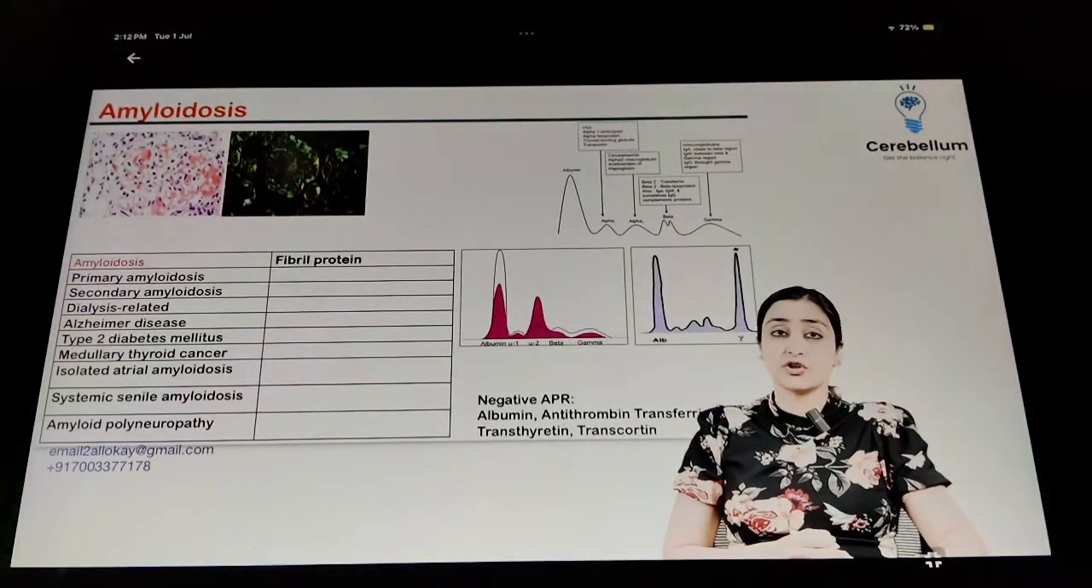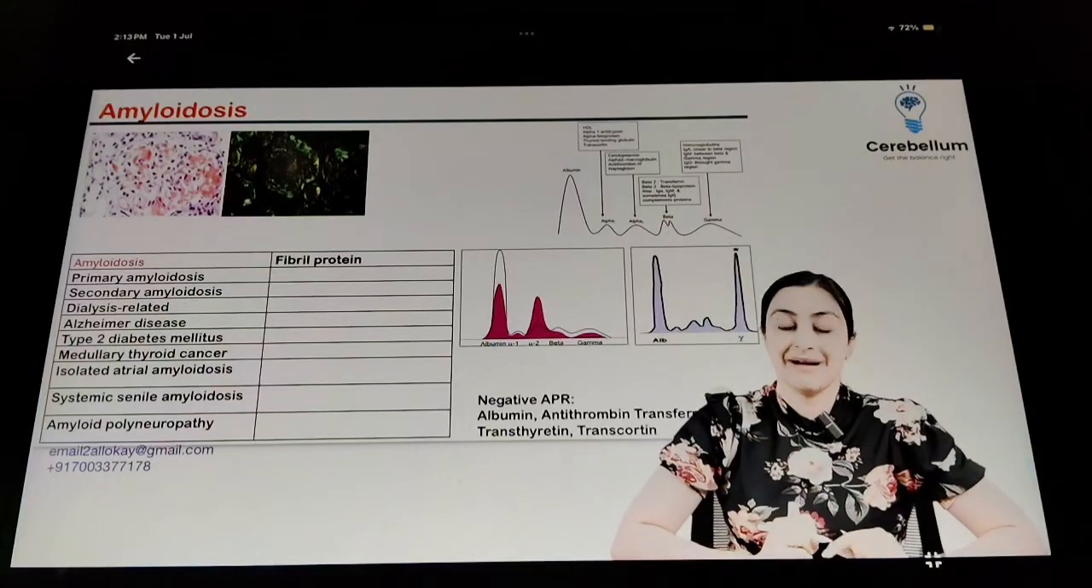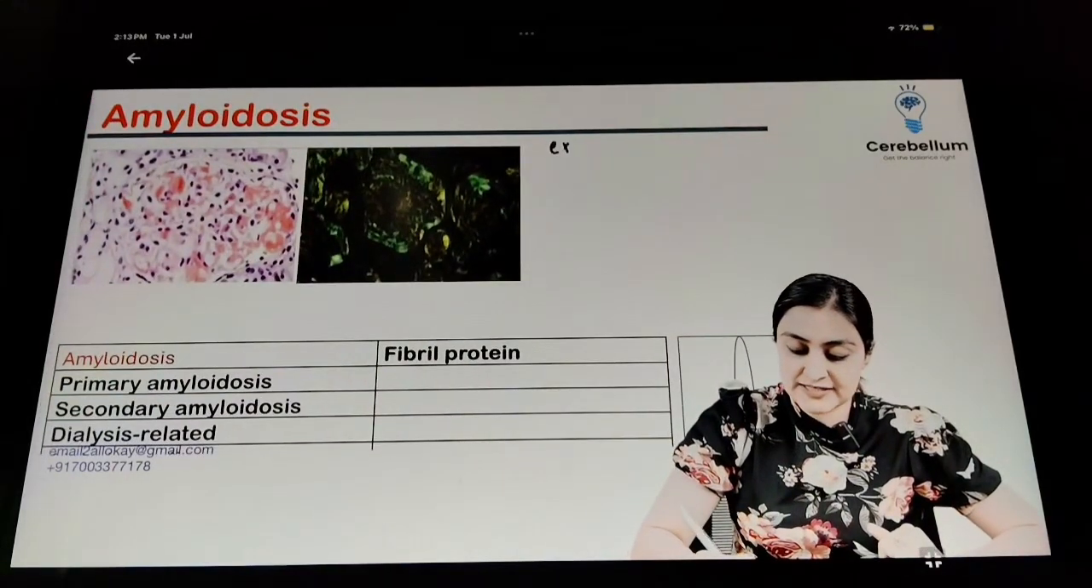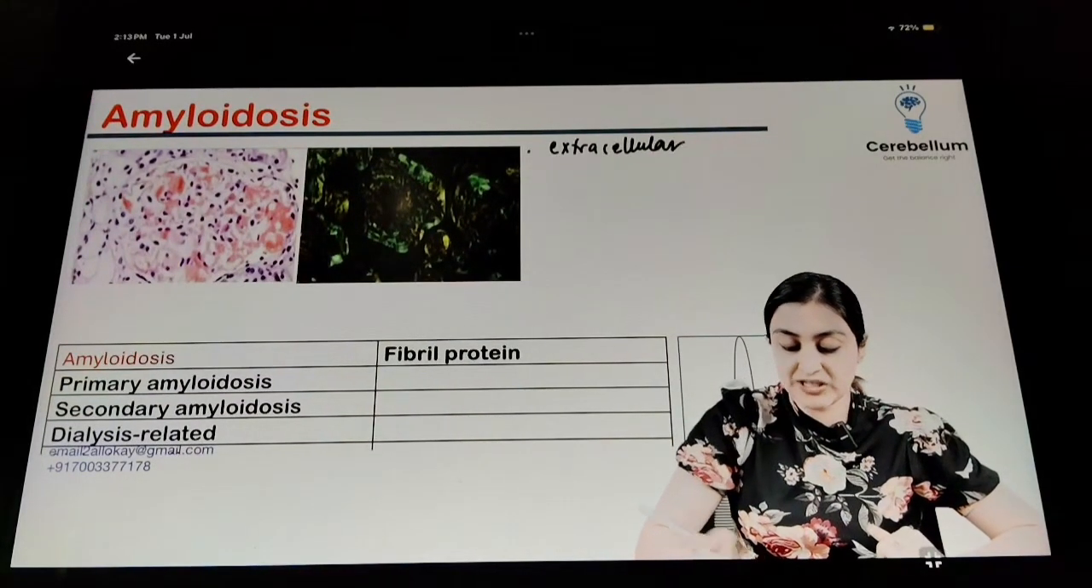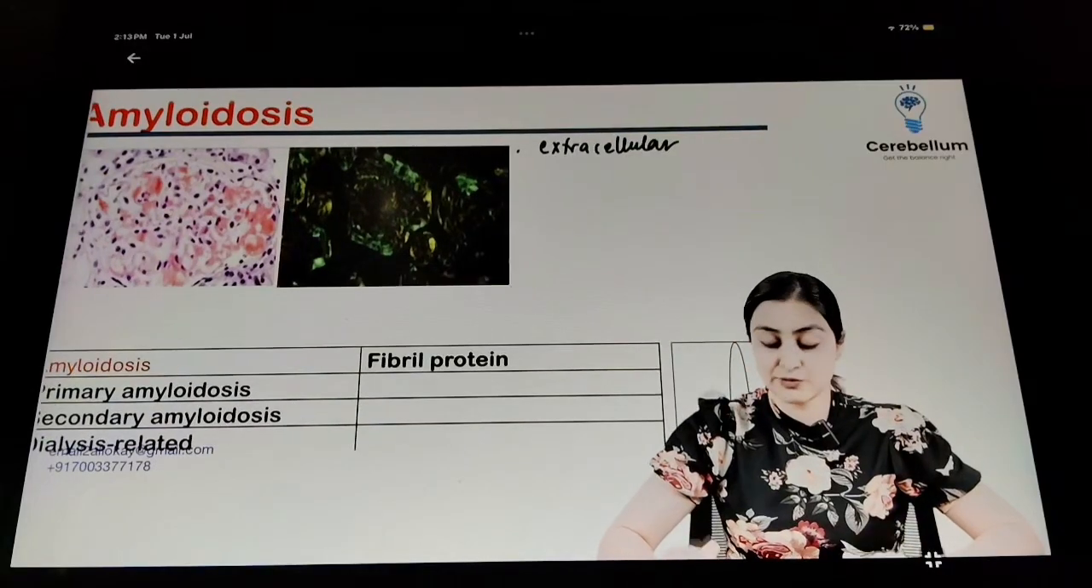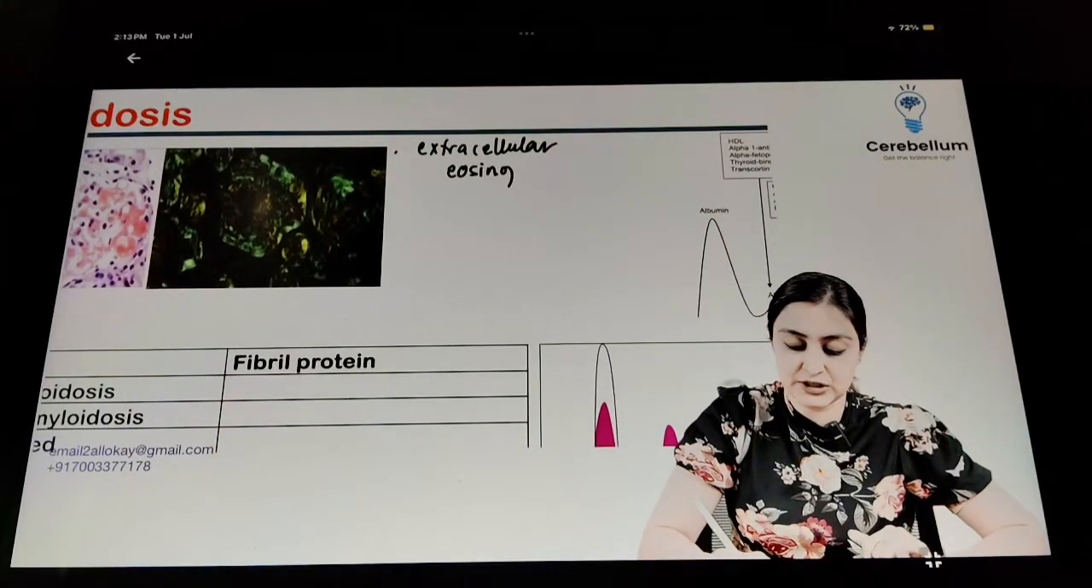Moving on to a very, very important topic now, that is amyloidosis. First of all, you have to remember that amyloid is going to be an extracellular eosinophilic material, right? So when you are looking at a simple light microscopy histopath image, it's going to appear as pinky extracellular eosinophilic material.